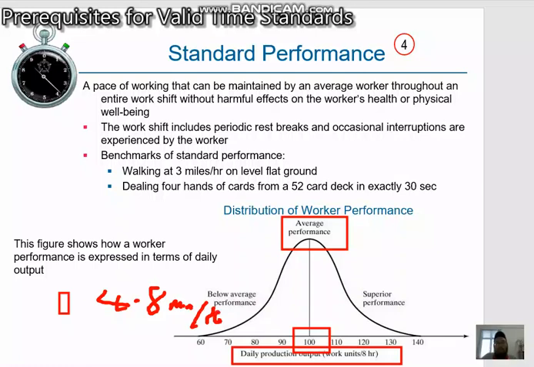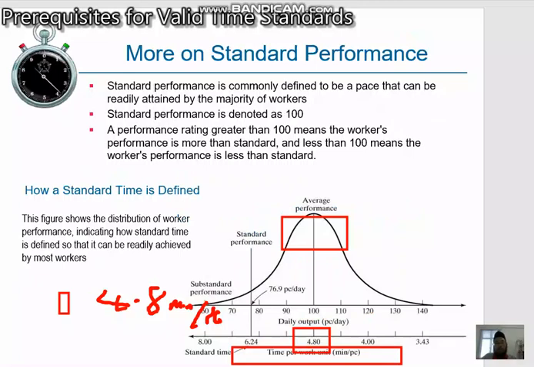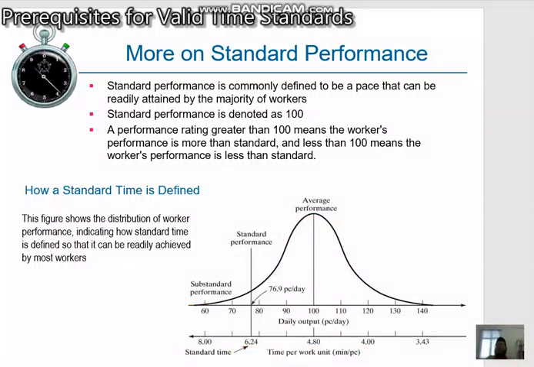But usually an organization uses a multiplier. For example, in this case, the multiplier used is 130% or 1.3. So 4.8 minutes times 1.3, we get 6.24 minutes. This example shows the distribution of worker performance, indicating how standard time is defined so that it can be readily achieved by most workers.